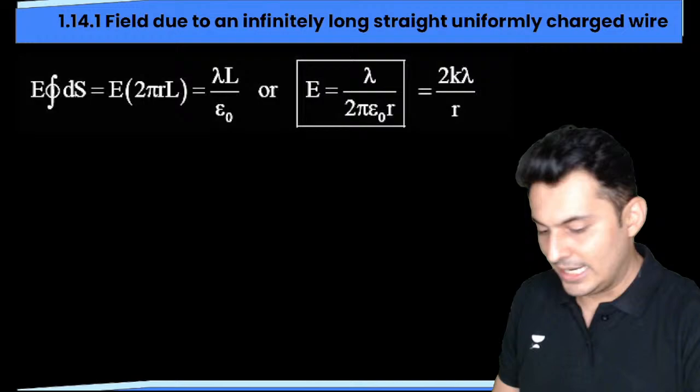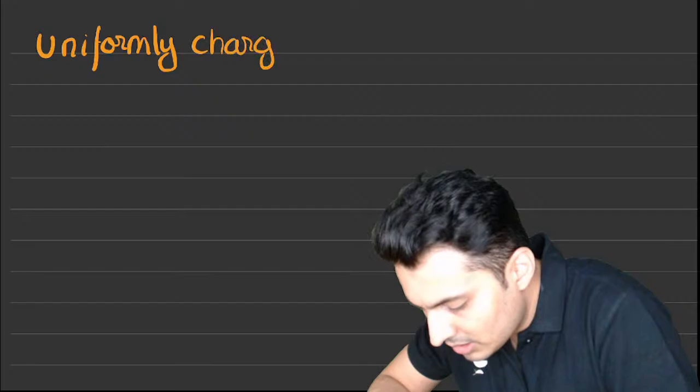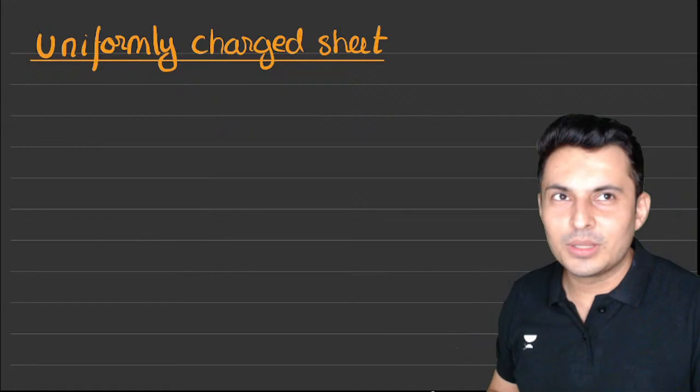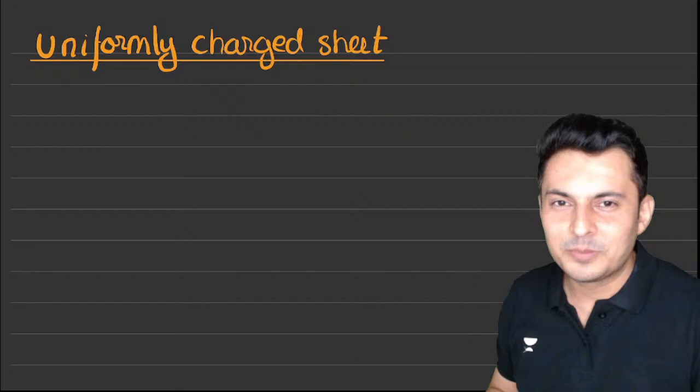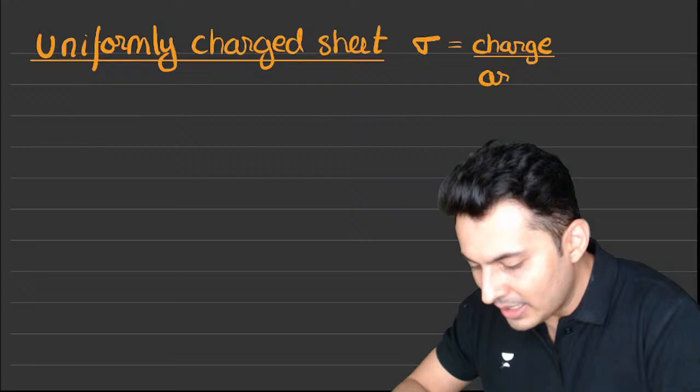My dear students, this is basically a uniformly charged sheet. Let's take a uniformly charged sheet. For a uniformly charged sheet, what parameter must be given? Can you think about it, my dear students? Charge per unit length, charge per unit area, charge per unit volume. Obviously, sigma, exactly, which is the charge per unit area, must be given to you. Yes, very good.